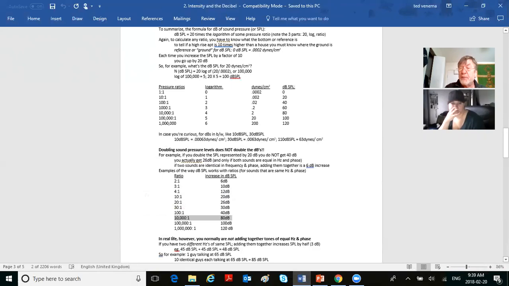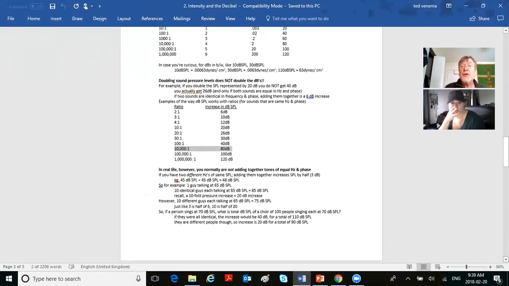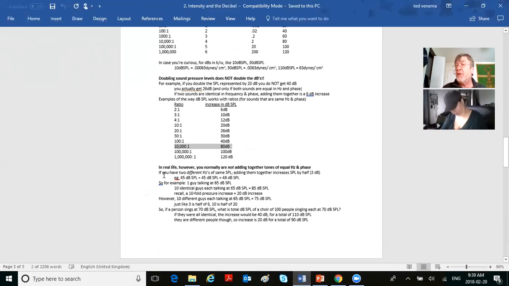And then we said last week, but in real life, we're not normally adding tones of equal frequency and phase. Usually the sounds are different. In other words, what happens if you have a 1,000 hertz tone at 40 dB SPL and a 2,000 hertz tone at 40 dB SPL? When you put those together, you don't come up with 46. Now the number's 43. So if the two tones are equal in intensity, 40, for example, but they're different in frequency, then you only go up by 3 instead of by 6.